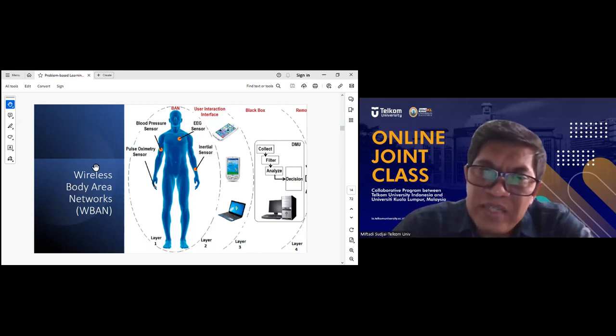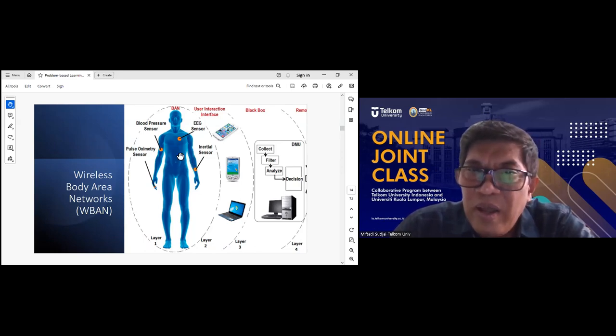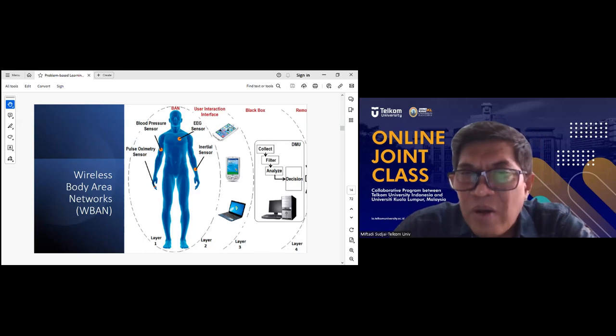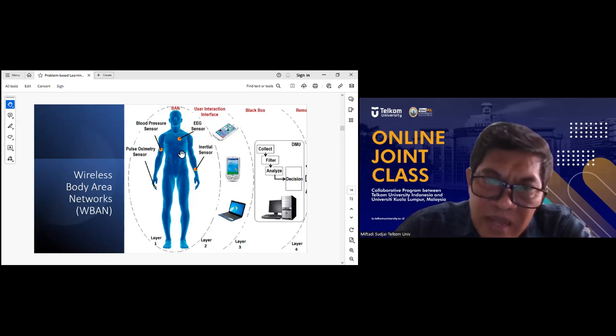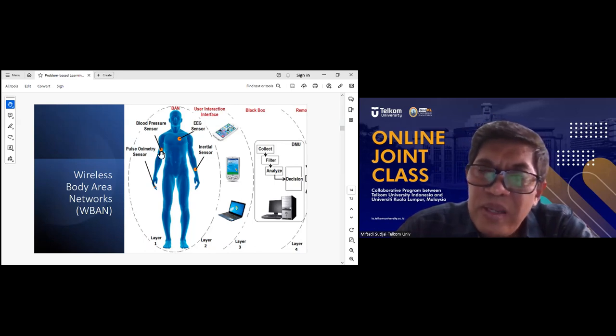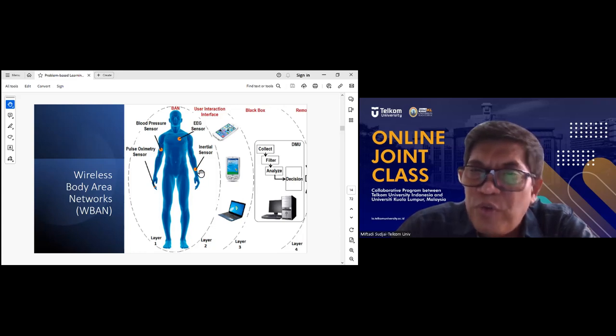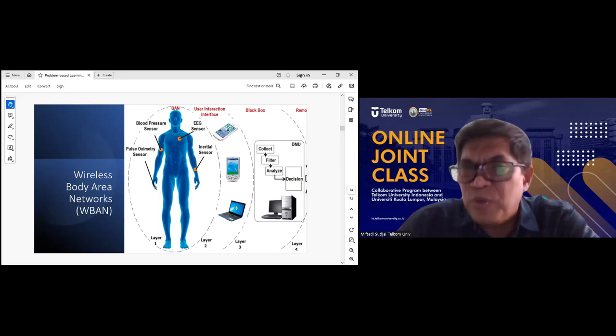So like you can see here, the yellow one is the sensor that is put on top of the skin, and sometimes it can also be put inside the body to monitor our body conditions or health conditions. This kind of sensor extracts daily, hourly, or even minutely data from our body, and then transmits it through a communication module to, for example, our handphone or our laptop, using, for example, Bluetooth.